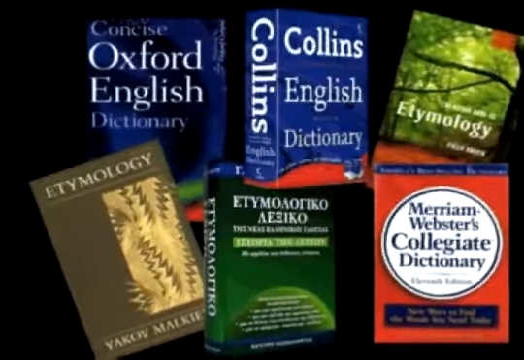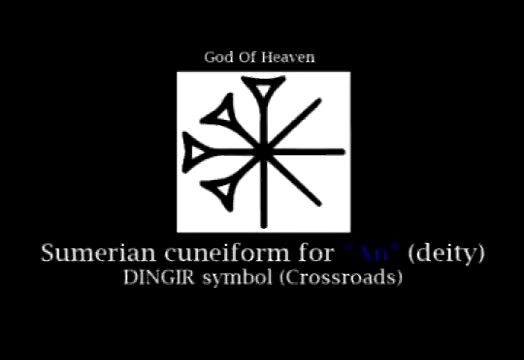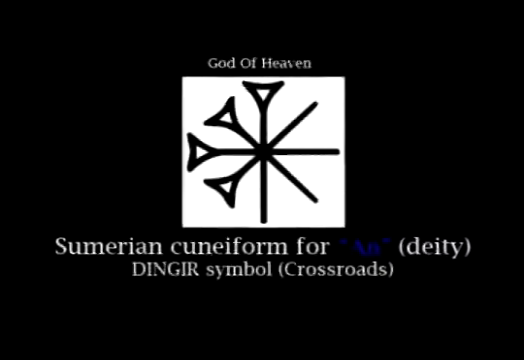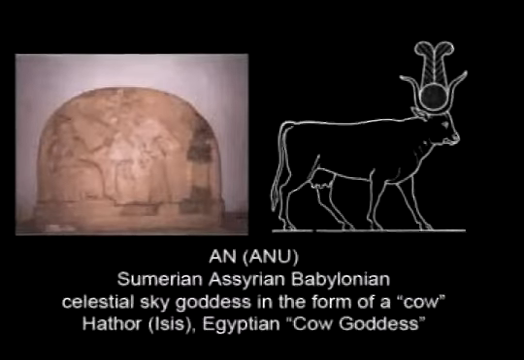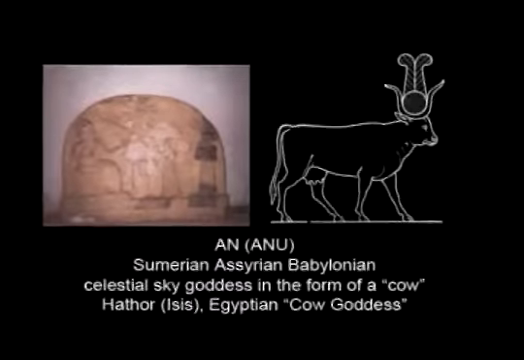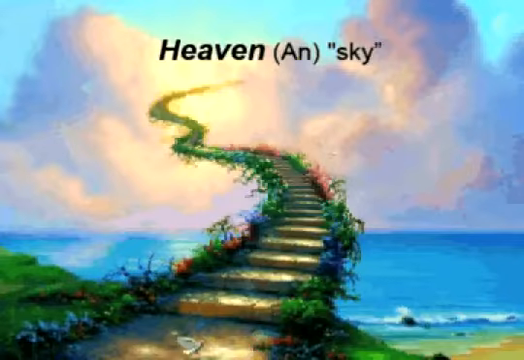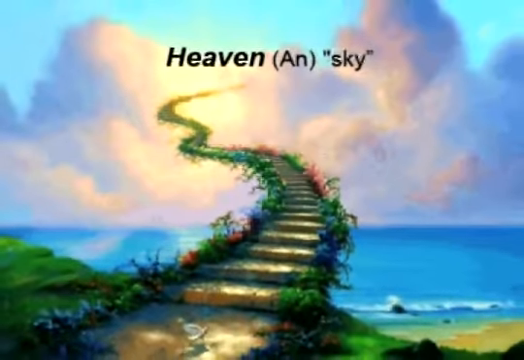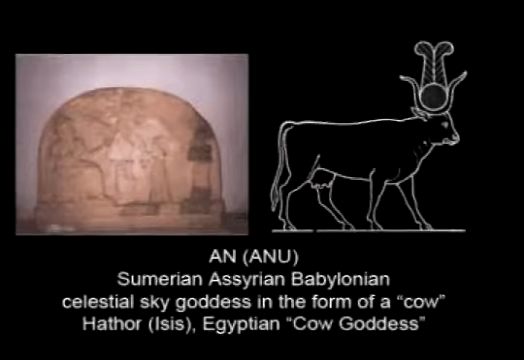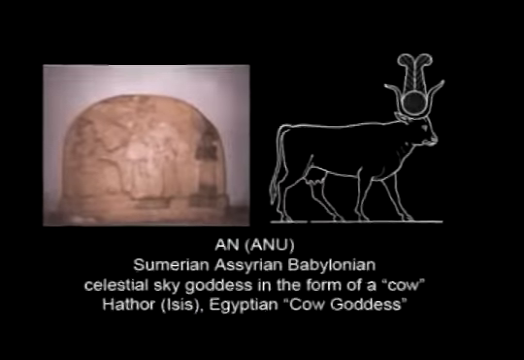So let's get back to the etymology of the ancient ancestral word of An, or Anu, the ancient Sumerian god and goddess. So remember that Anu or An was the celestial sky goddess. So the Sumerian An means the heavens or the sky. That's why we have Heaven.